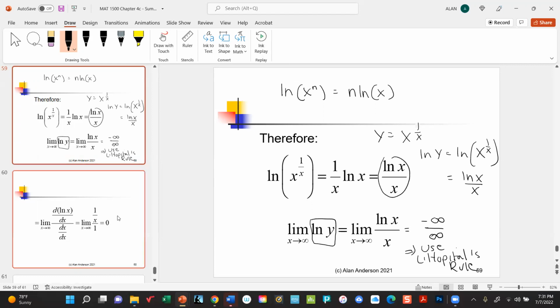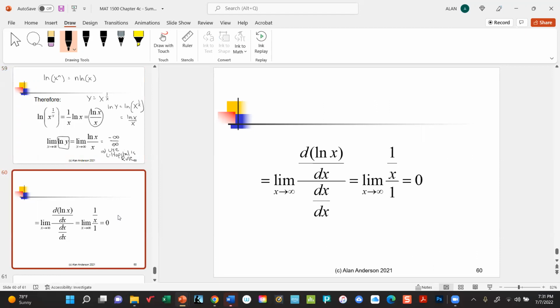So of course, that means we're taking the derivative of the numerator and the denominator. And that's a very interesting case. The derivative of log x is simply 1 over x, as we've seen. Down here, it's just dx over dx, which is just 1. So we have this expression.